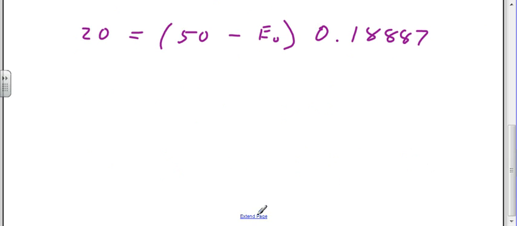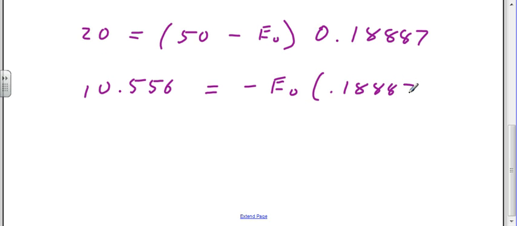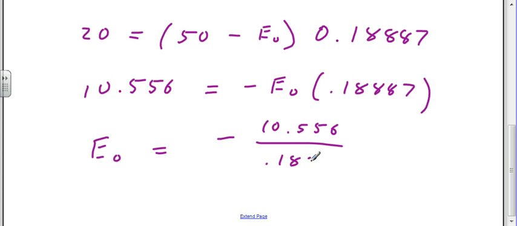0.18887. All right. So now I've got 20 minus 50 times the answer is going to be 10.556 is equal to minus E naught times 0.18887. Okay, so E naught is going to be minus 10.556 divided by 0.18887.